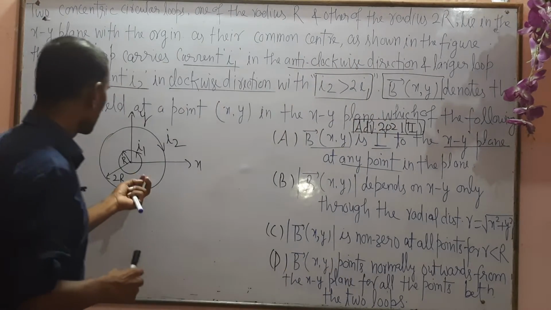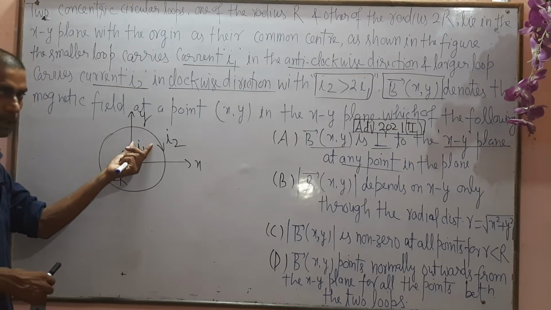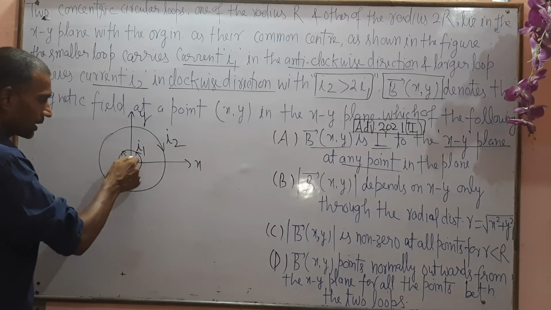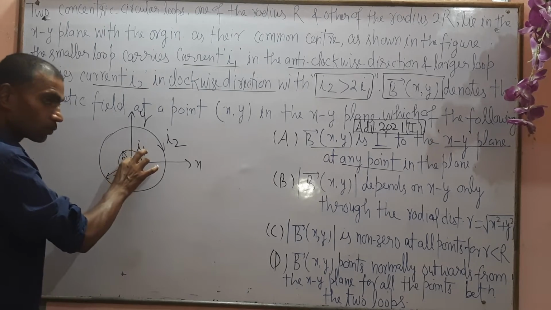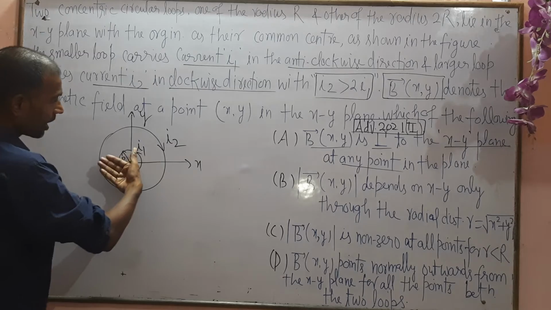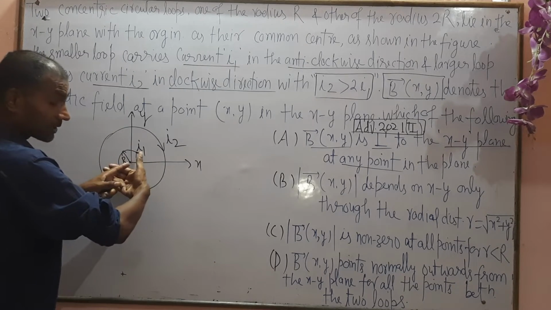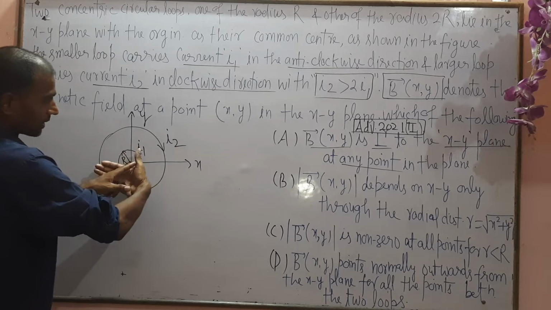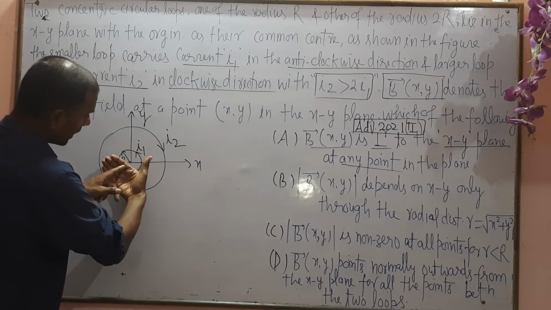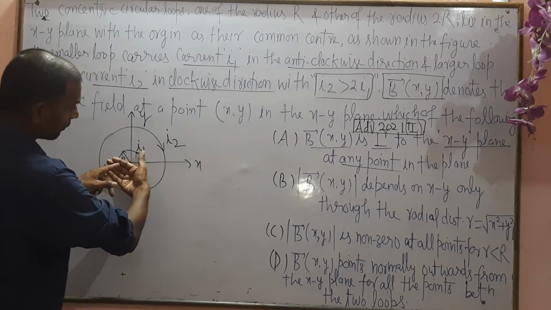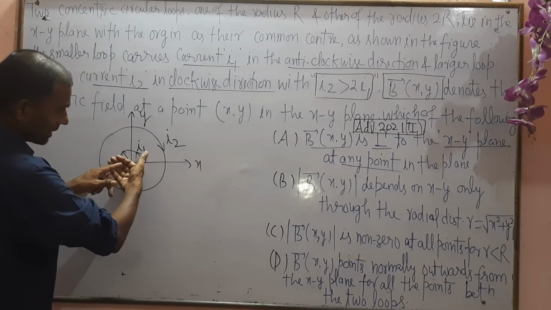So due to the I1 current, consider the direction of the magnetic field inside the smaller loop. The direction of the current is anti-clockwise. This is the current direction, and this is the direction of the magnetic field. So we want the direction of the magnetic field inside the loop.